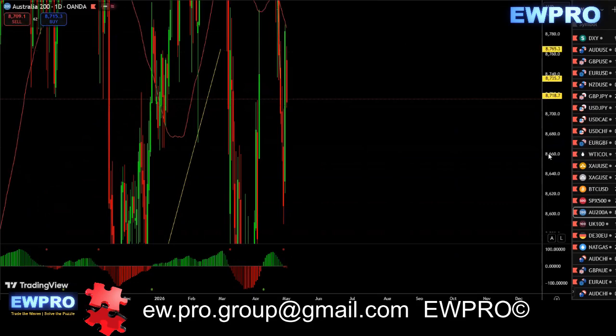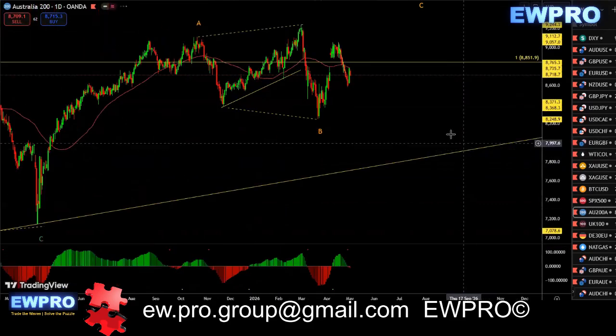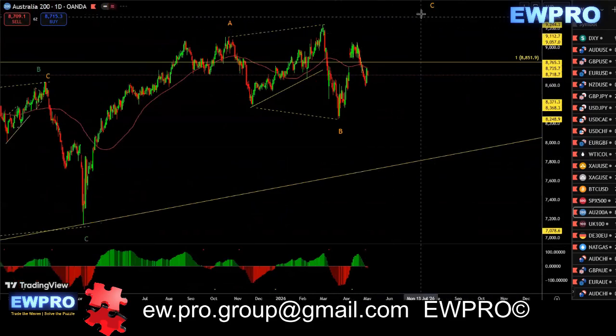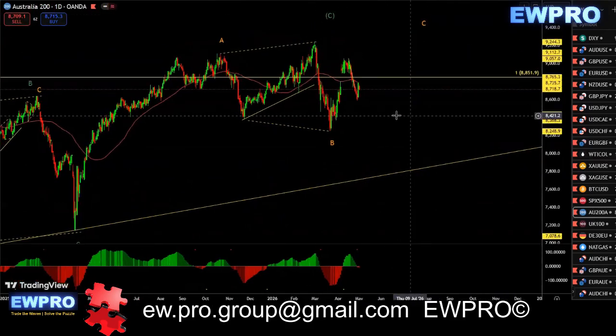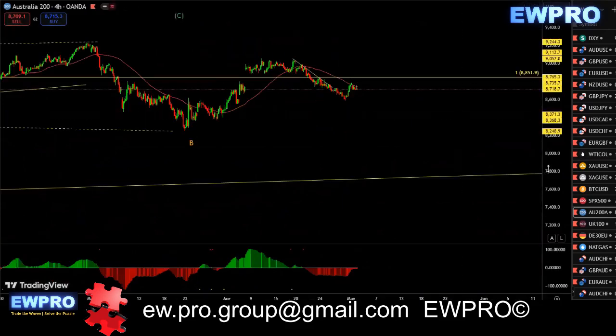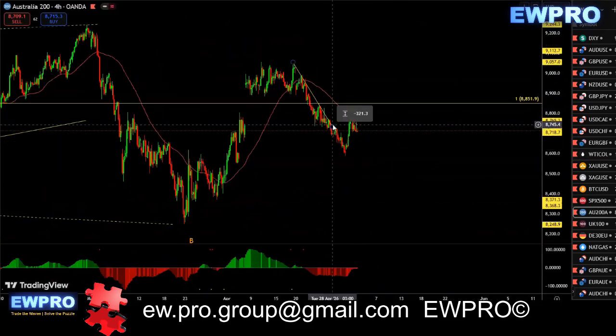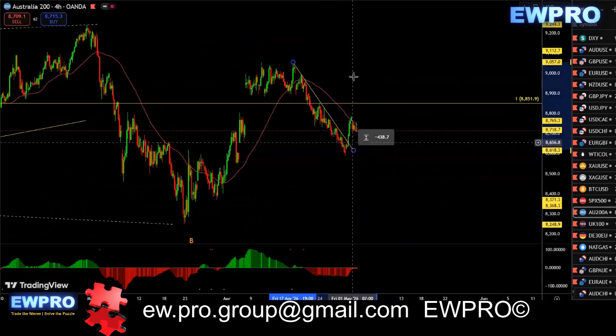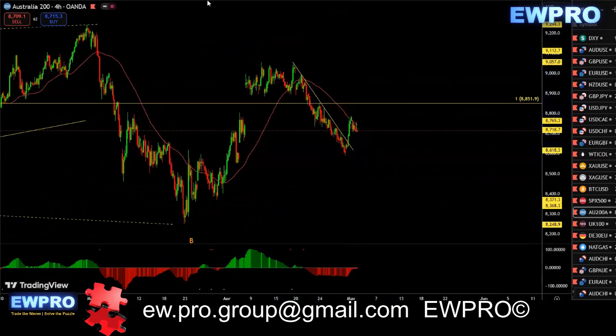AU200. Yeah, I was looking for this one to go up and break the top again too. So we're getting a correction. So we've been looking at this in here. This like A, we get a B. And we do have this bull hidden here as well.